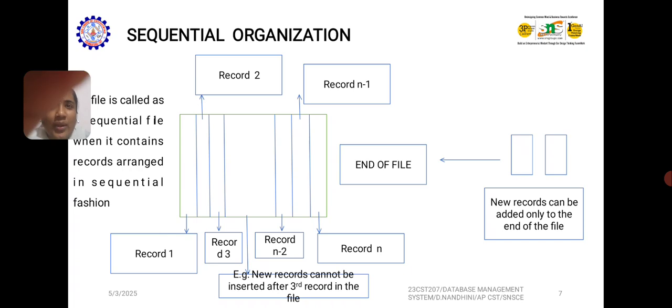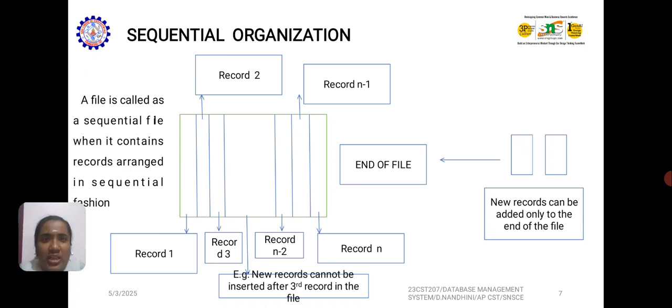Next one is sequential organization. A file is called a sequential file when it contains records arranged in sequential fashion. What is sequential? It is not scattered here and there. In the given diagram, we can see record 2 above, record 1 below, 3 in the middle, then n minus 2, n minus 1 records. The end of the file is given at the last.